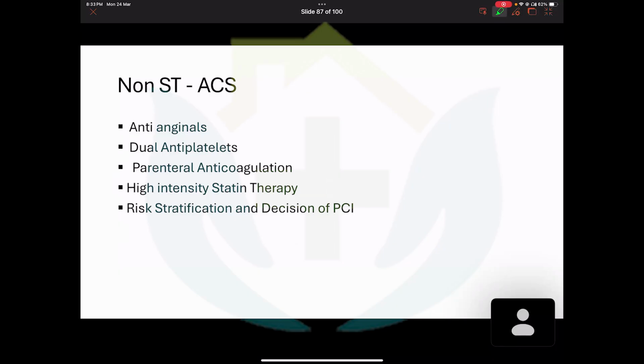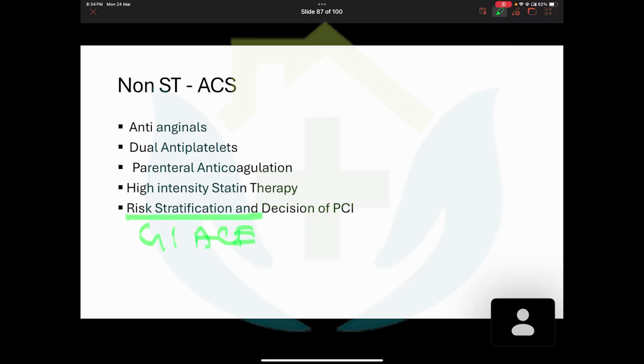In STEMI, we are mostly going for the PCI. Non-STEMI are not. But the thing is changing now. In non-STEMI also, people are going for early PCI. And so the treatment is similar. Anti-anginals, dual antiplatelets, anticoagulation, statins, stratification by Grace and TIMI score, and decision of PCI. Stratification how? By Grace score.